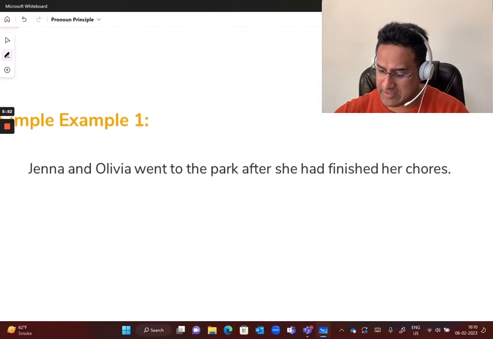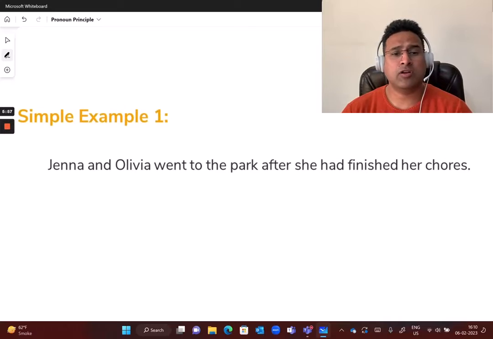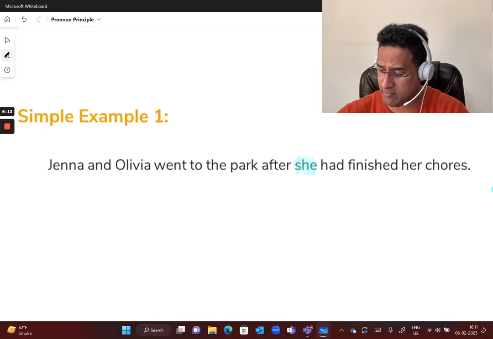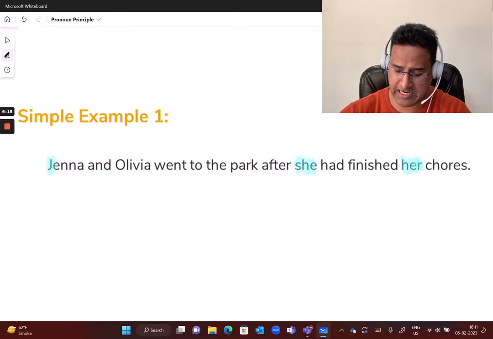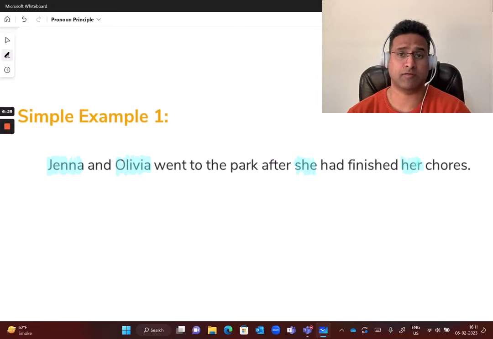Let's start with a very simple example of an ambiguous pronoun. Jenna and Olivia went to the park after she had finished her chores. Now this is a very, very simple example, and I'm sure you're already screaming, hey, the pronoun here is ambiguous. Let's highlight these words. The pronoun here is she, and we also have a possessive her, and coincidentally we also have two potential antecedents, Jenna and Olivia. So is this sentence ambiguous? Yes, it is. But how do we make sure of this fact?